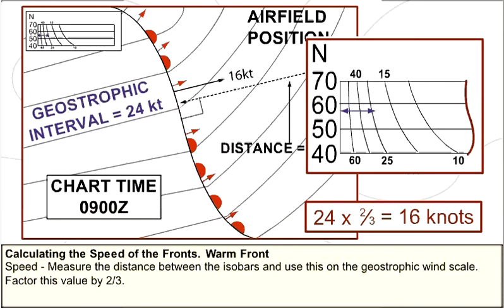Having seen how to calculate the speed, let us look at the direction. The front will move in the direction of the symbols, but more accurately, it will move parallel to the isobars behind the front.